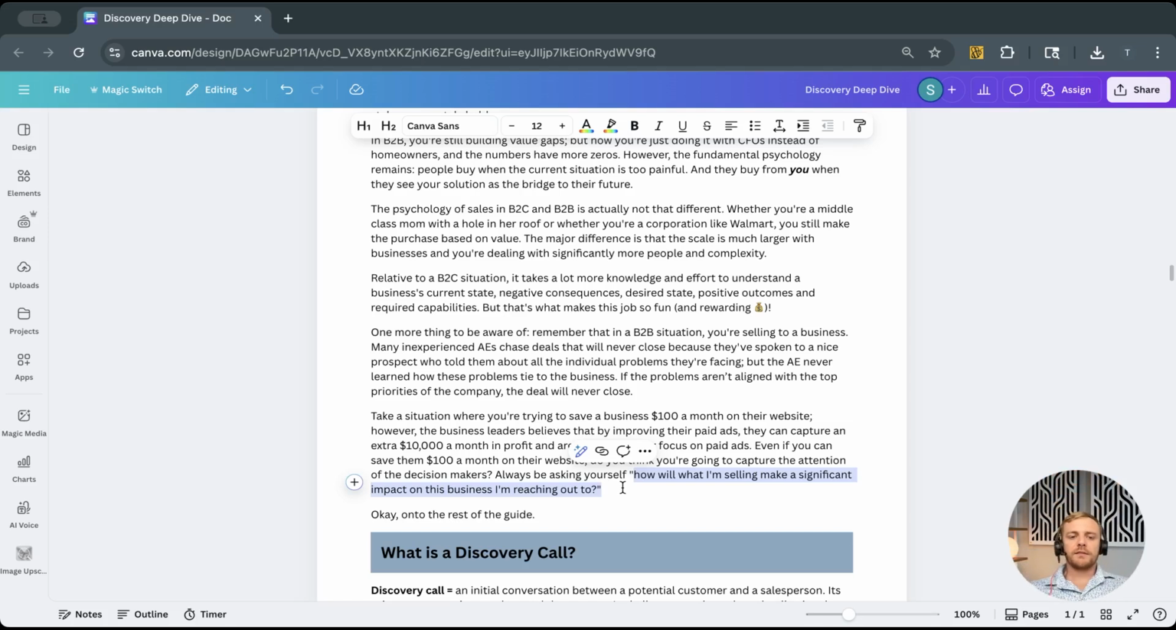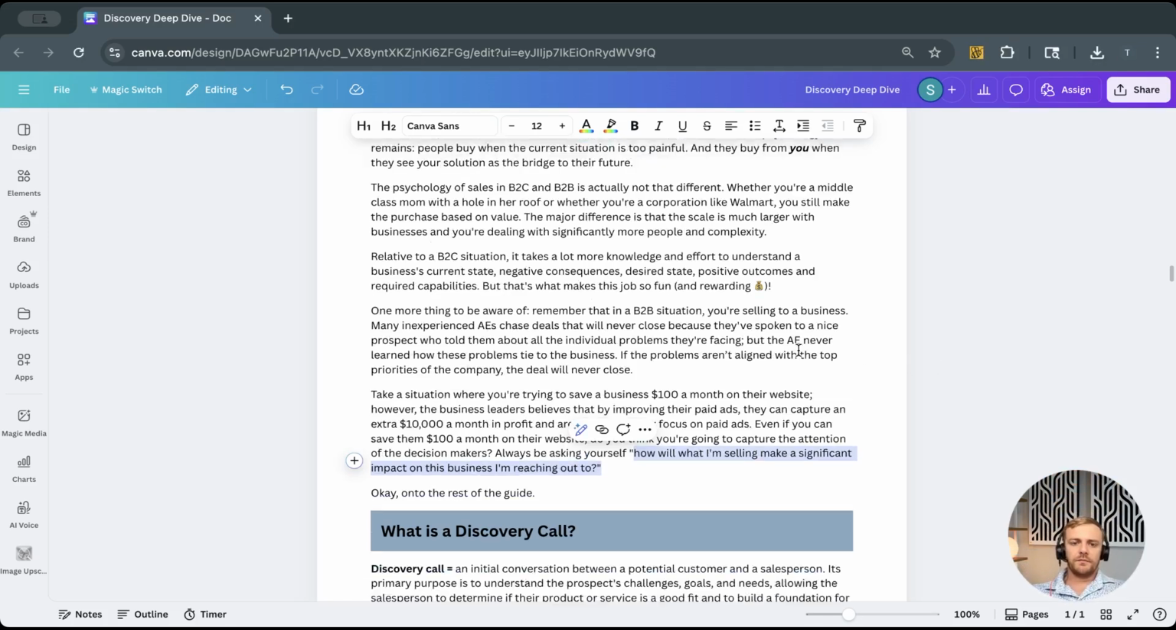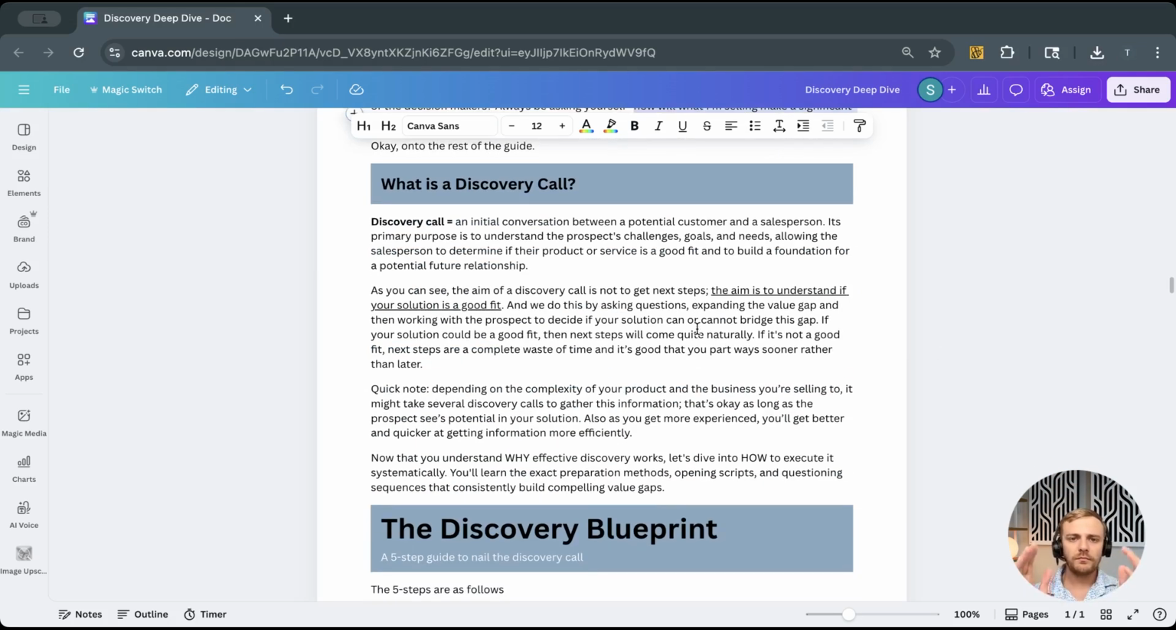Okay, I know it's a lot so far, but let's keep going. Okay, what is a discovery call? A discovery call is simply an initial conversation between a potential customer and a salesperson. Its primary purpose is to understand the prospect's challenges, goals, and needs, allowing the salesperson to determine if their product or service is a good fit and build a foundation for a potential future relationship.